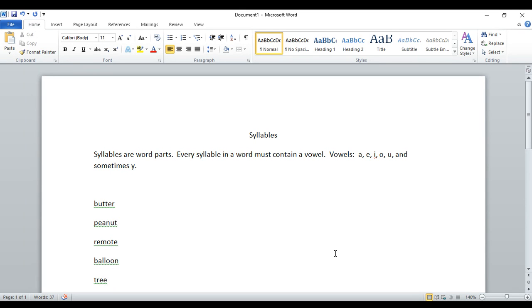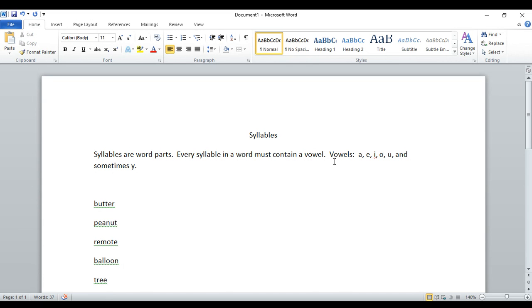That's going to be one of the questions on your worksheet, and I know we haven't talked about it in a long time. So, syllables are word parts. I know you know that much. One thing you need to consider is that every syllable in a word must contain a vowel. That will be helpful information to you as you try to figure out the number of syllables in a word.